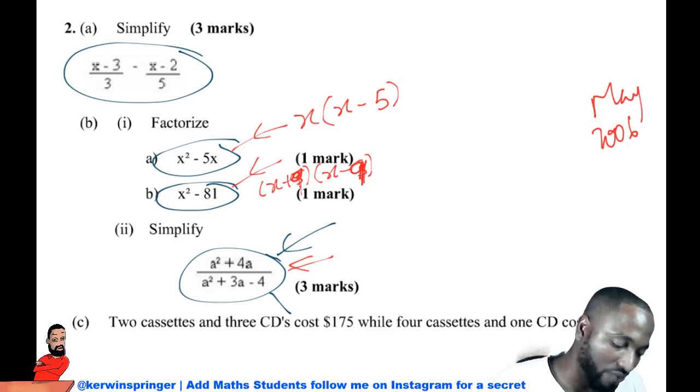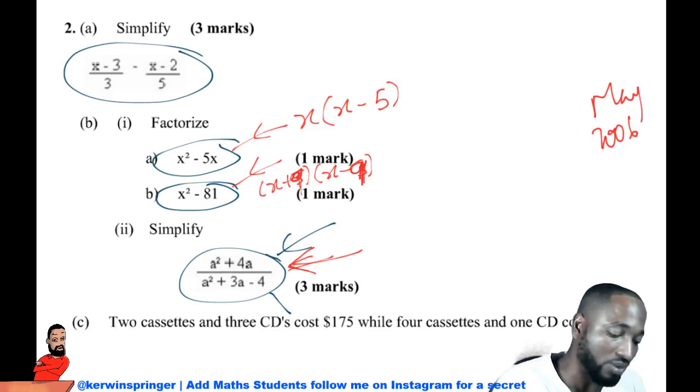Alright, so simplify this. This is the one I want people to get to. A squared plus 4a over a squared plus 3a minus 4. A over a minus 1. That sounds like the correct answer. Well done, well done, well done. Michael, Janica. One over negative 3? Oh, that's suspicious.